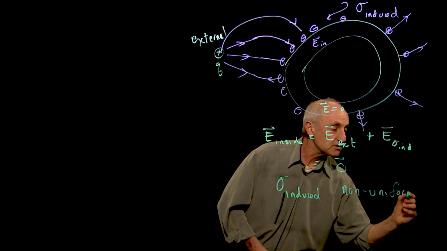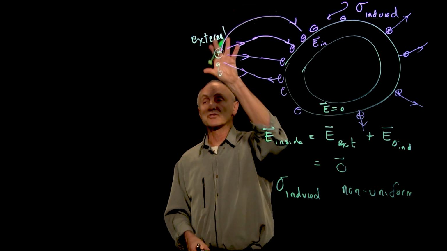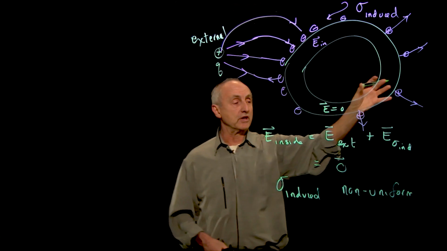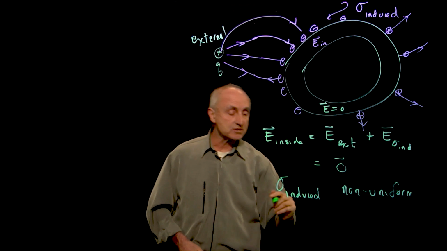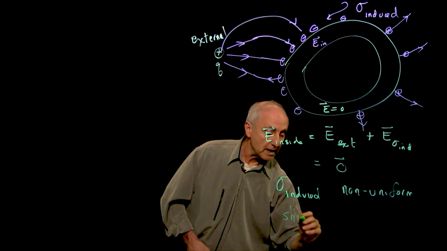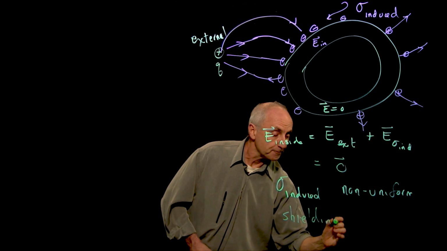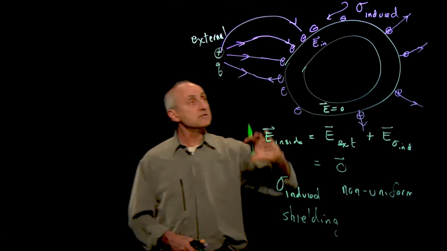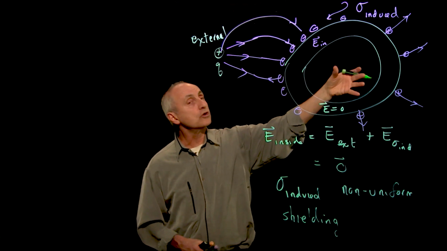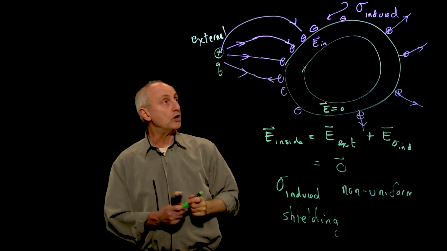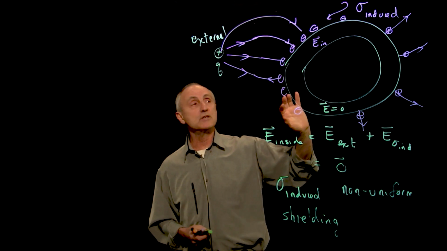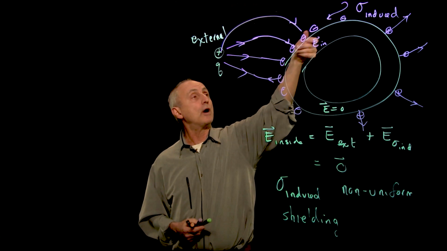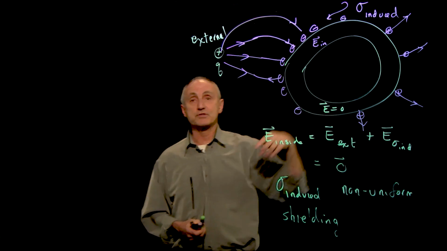And what it's doing is exactly canceling the external electric field in the metal of the conductor. And this process is something that we refer to as shielding. And that's our first look at what happens to the charges. What's important here is that the free charge carriers are on the boundary, on the surface of the conductor.